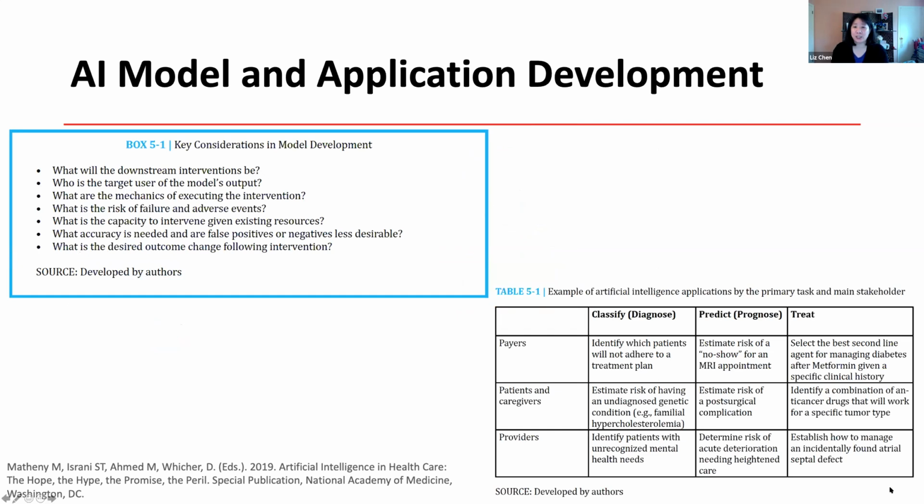What's shown in this table on the right are things like, are you working to improve diagnosis, looking to improve prediction or prognosis, or is it treatment? And who's your target? Are you trying to help payers, patients and caregivers, or providers? If we focus on really helping patients, can we help estimate risk of having an undiagnosed genetic condition? And what would this look like?